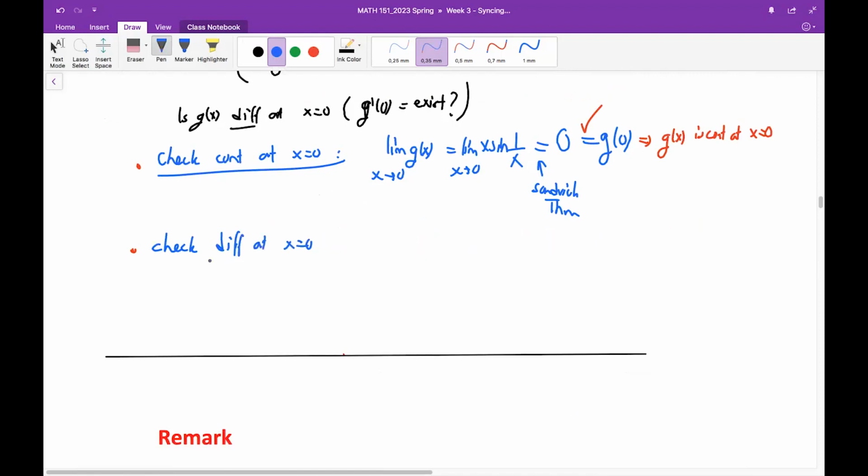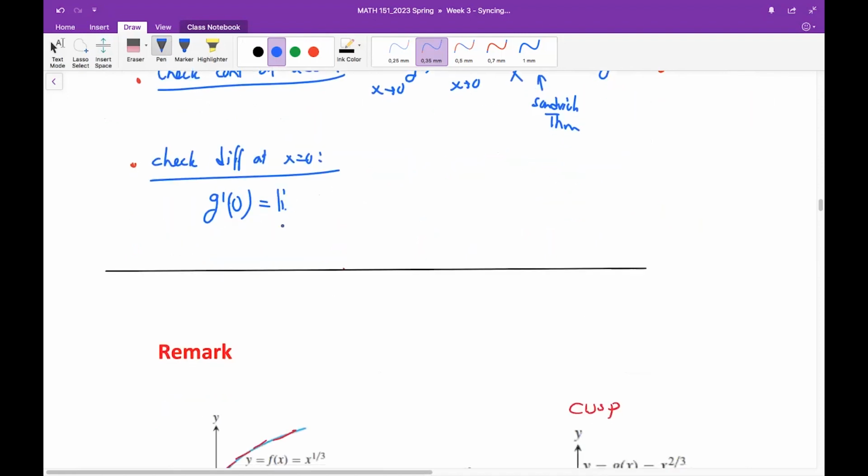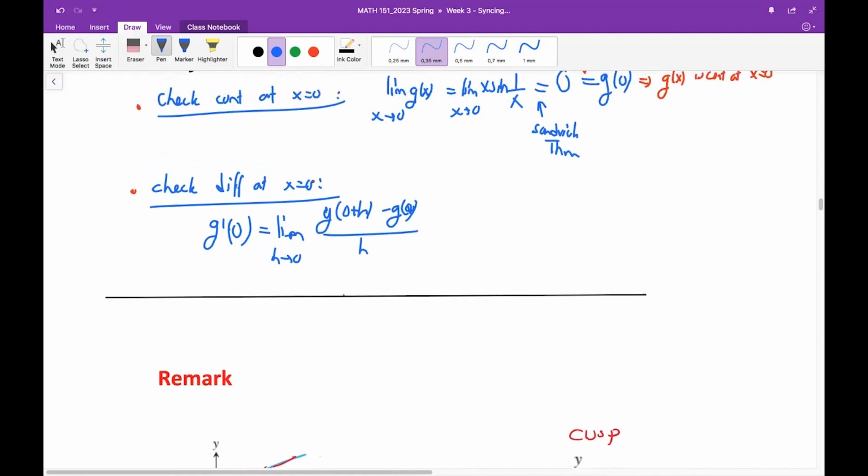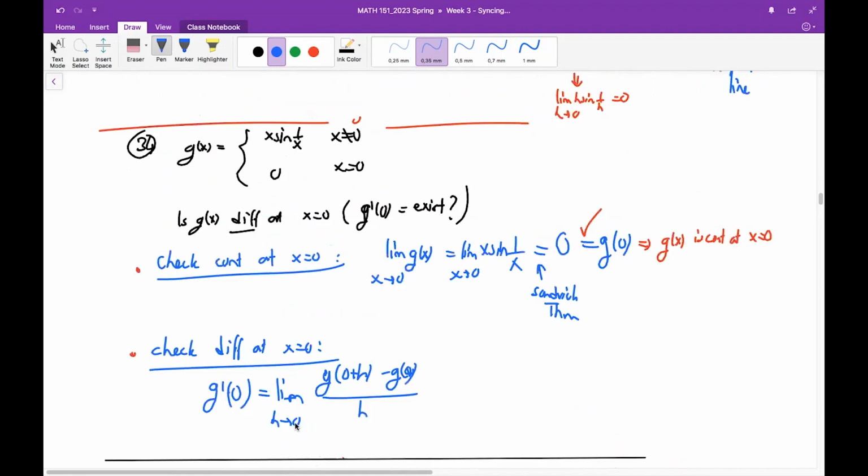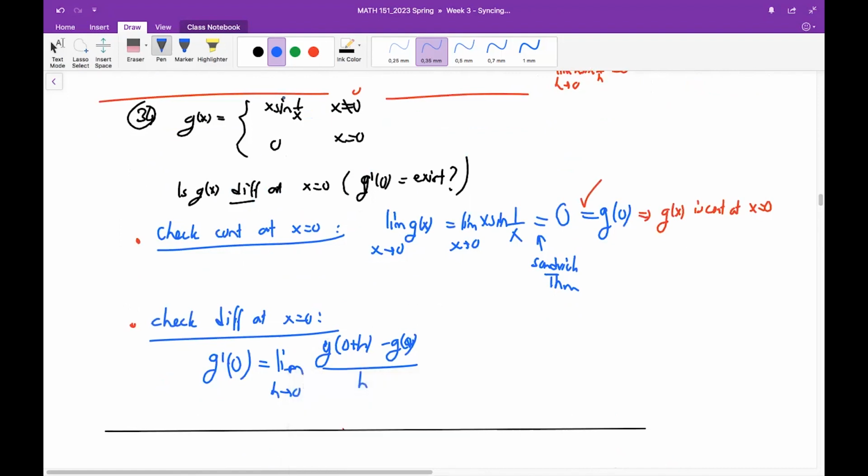At x equals 0, I want to find whether this value exists or not. To understand that, you need to use the limit definition of the first derivative: g of h minus g of 0, divided by h. What is g of h? h goes to 0 but never touches 0, that's why we use this part of the definition.